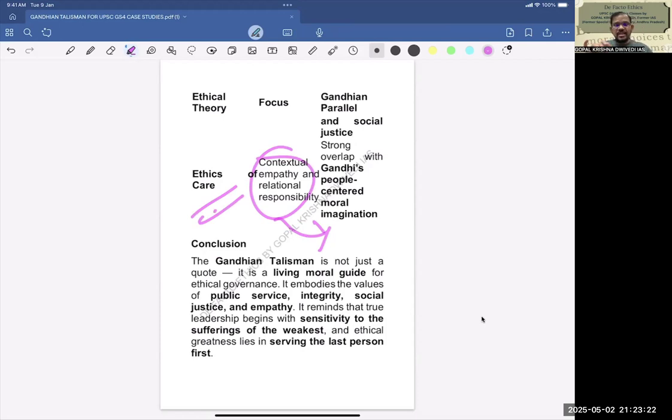Now, in conclusion, I just want to say the Gandhian talisman is not just a quote. It is a living moral guide for ethical governance. It embodies the values of public service, integrity, social justice, and empathy. It reminds us that true leadership begins with sensitivity to the sufferings of the weakest, and ethical greatness lies in serving the last person.